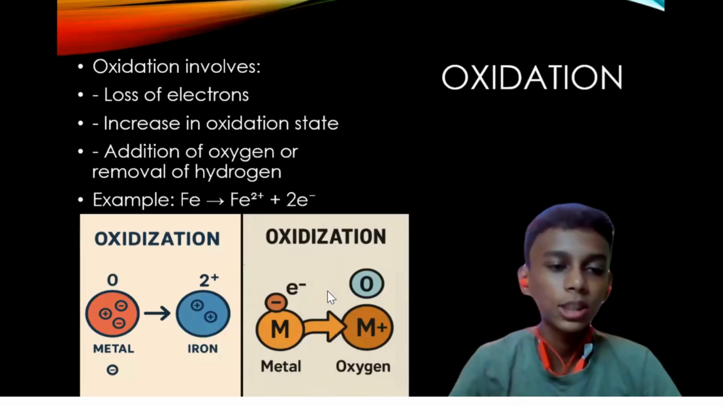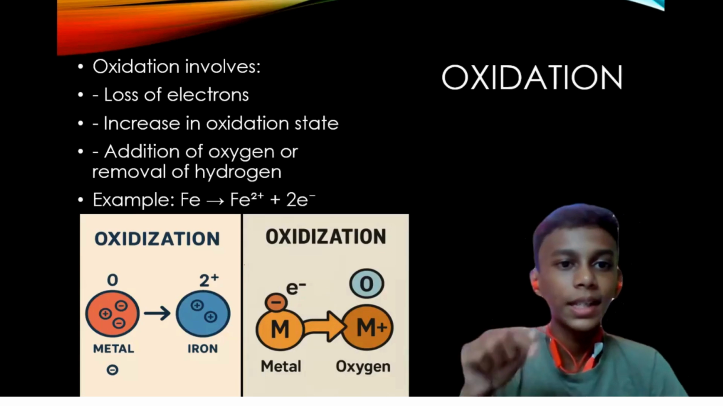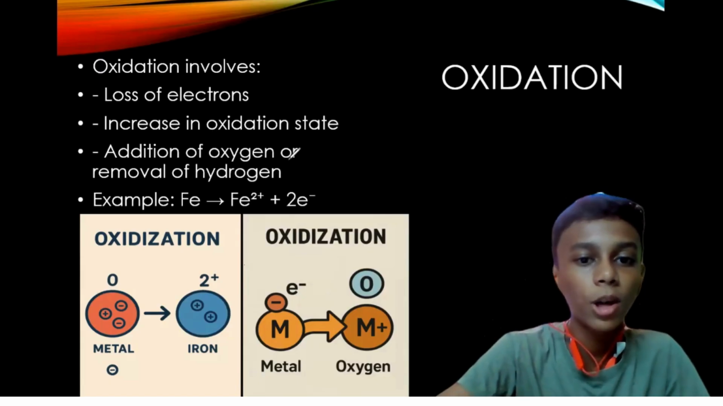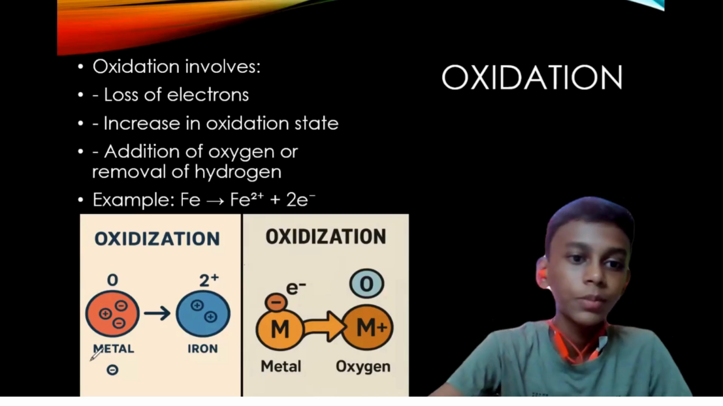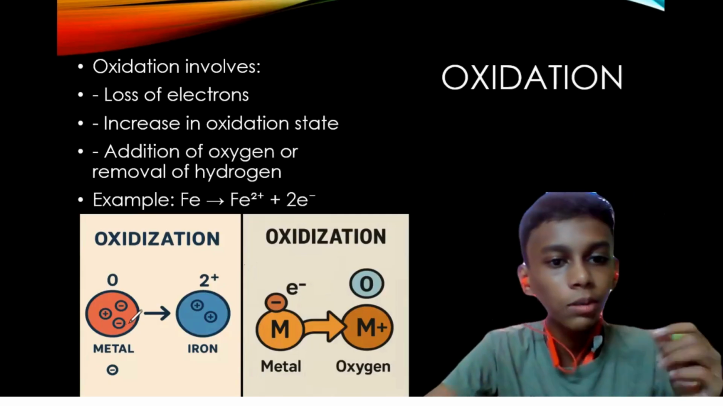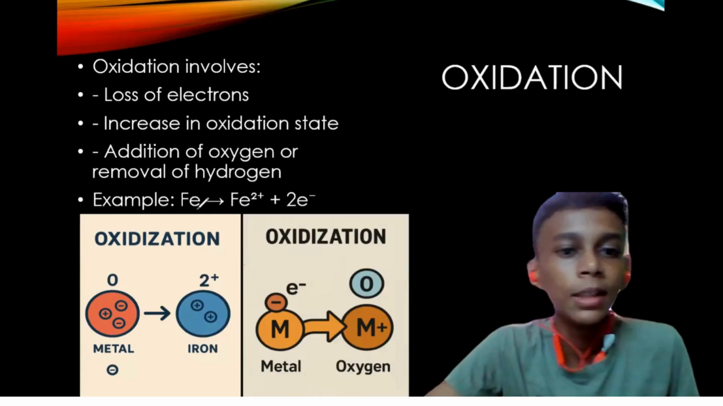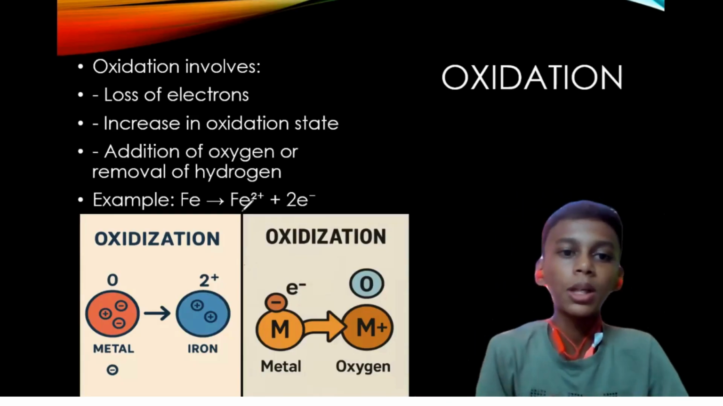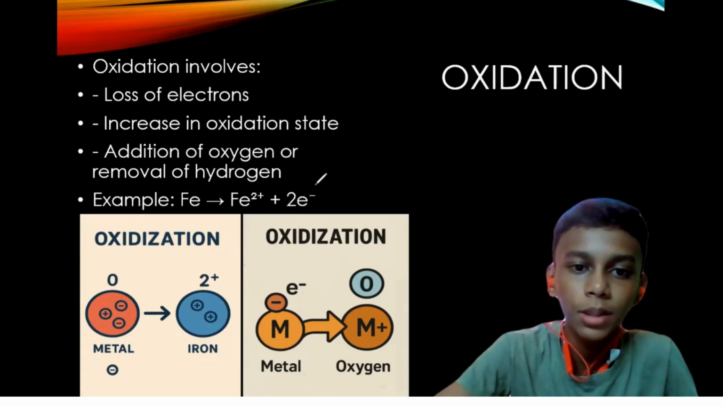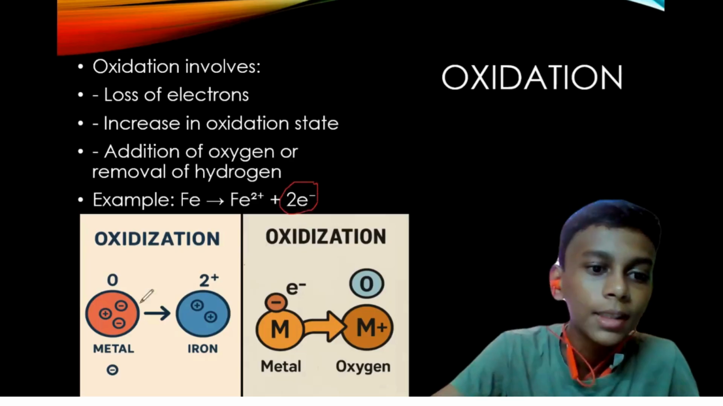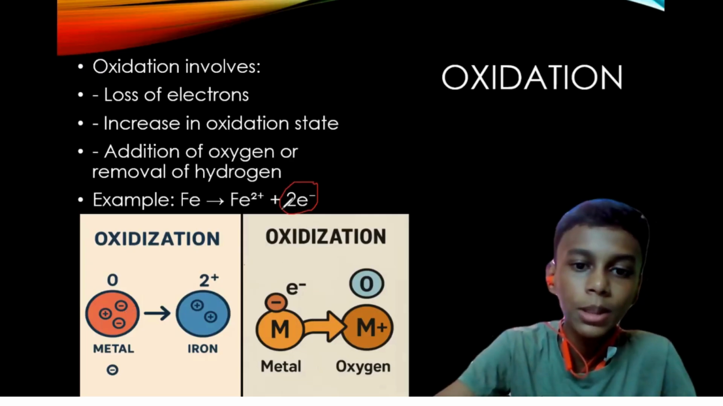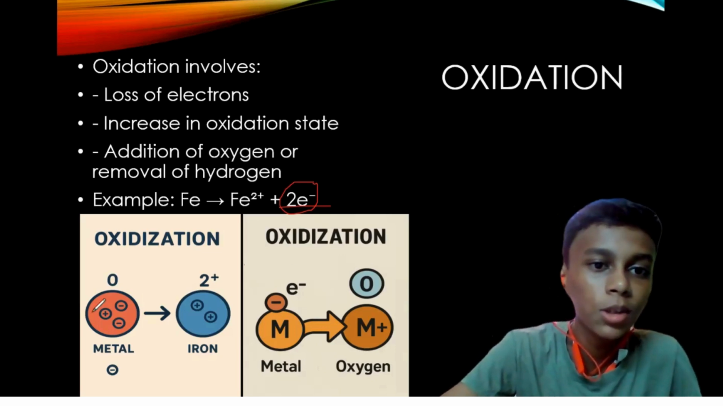First, let's move on with oxidation. Oxidation involves loss of electrons, increase in oxidation state, addition of oxygen, or removal of hydrogen. Oxidation mostly happens in metals. So if we have Fe, a metal, when it loses electrons it becomes positive. So Fe gives 2e minus, and the metal moves towards the ion Fe 2 plus, and the electrons are 2 minus.